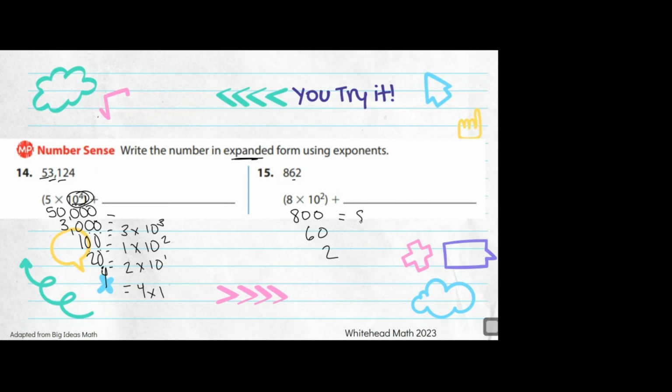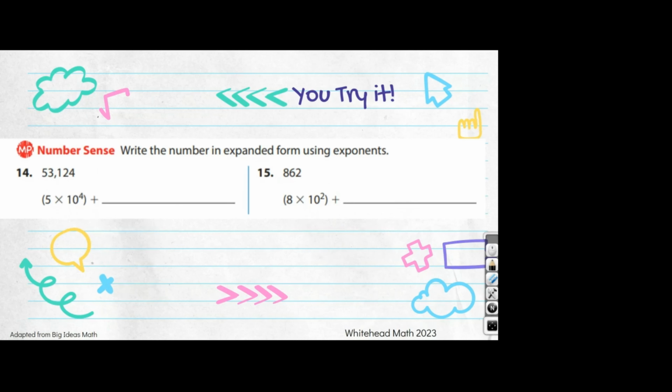So we have 8 × 10². We have 6 × 10 because it's in the tens place. You don't have to put the 1, or you can if you want to. And the 2 is in the ones place. So your answer should look something like this, written in expanded form.